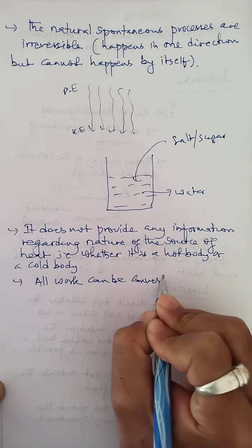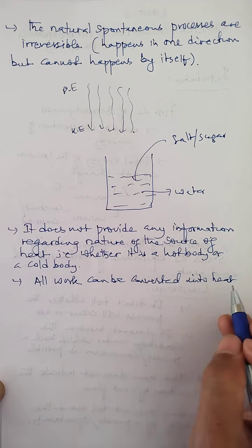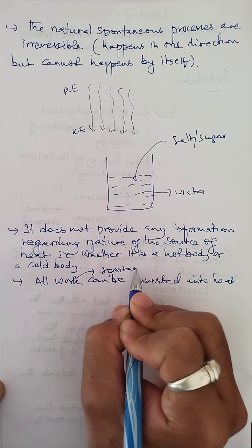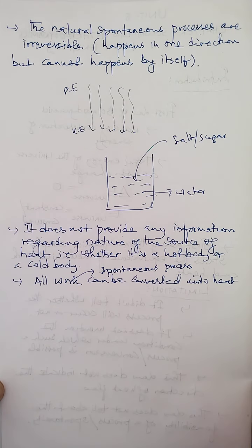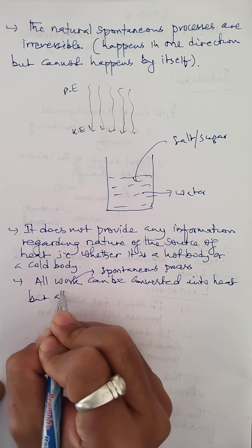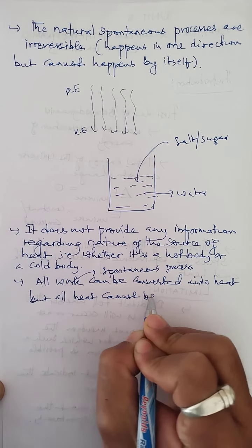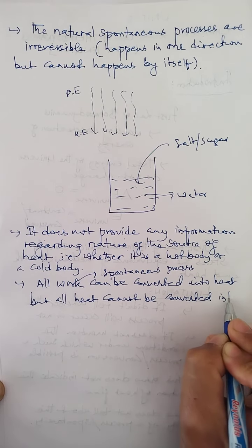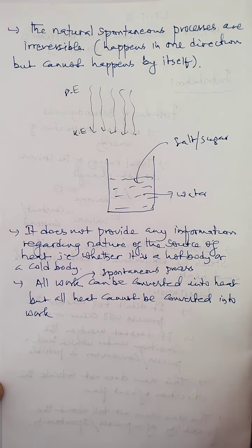converted into heat. And this conversion of work into heat is what kind of process? A spontaneous process. It occurs in nature under certain conditions, in which the energy is conserved. But all heat cannot be converted into work. All heat cannot be converted into what? Work. This is not true, it's not possible.